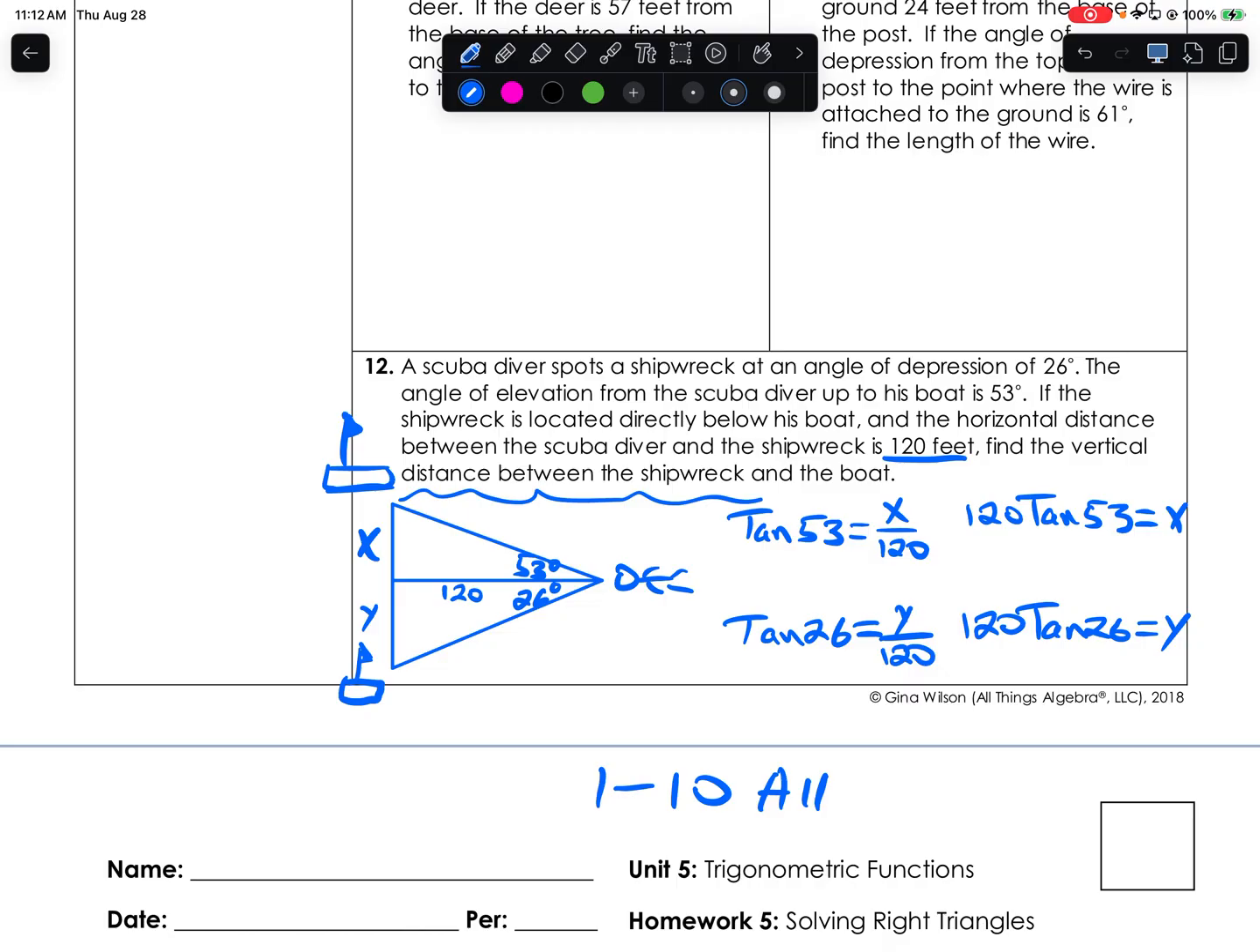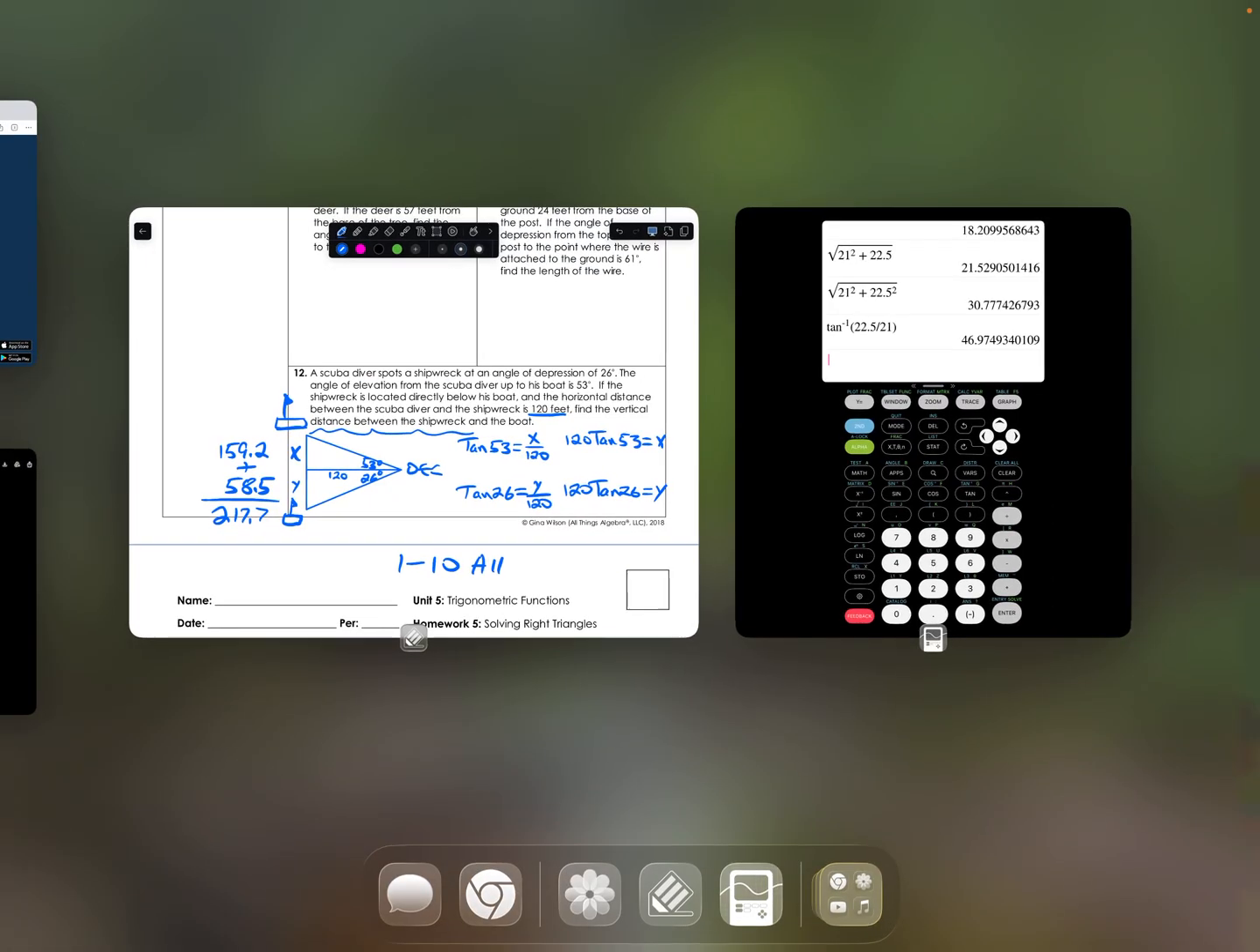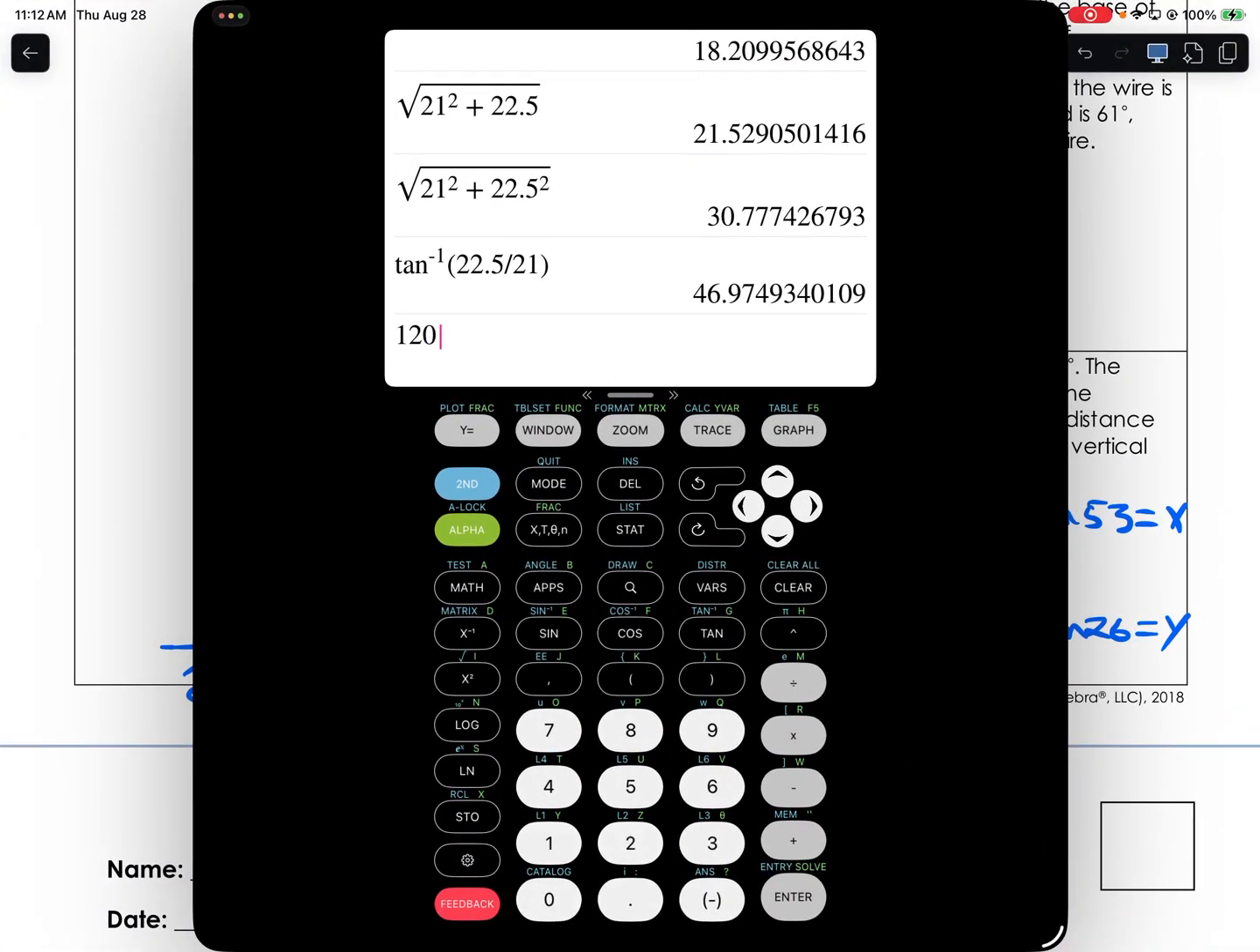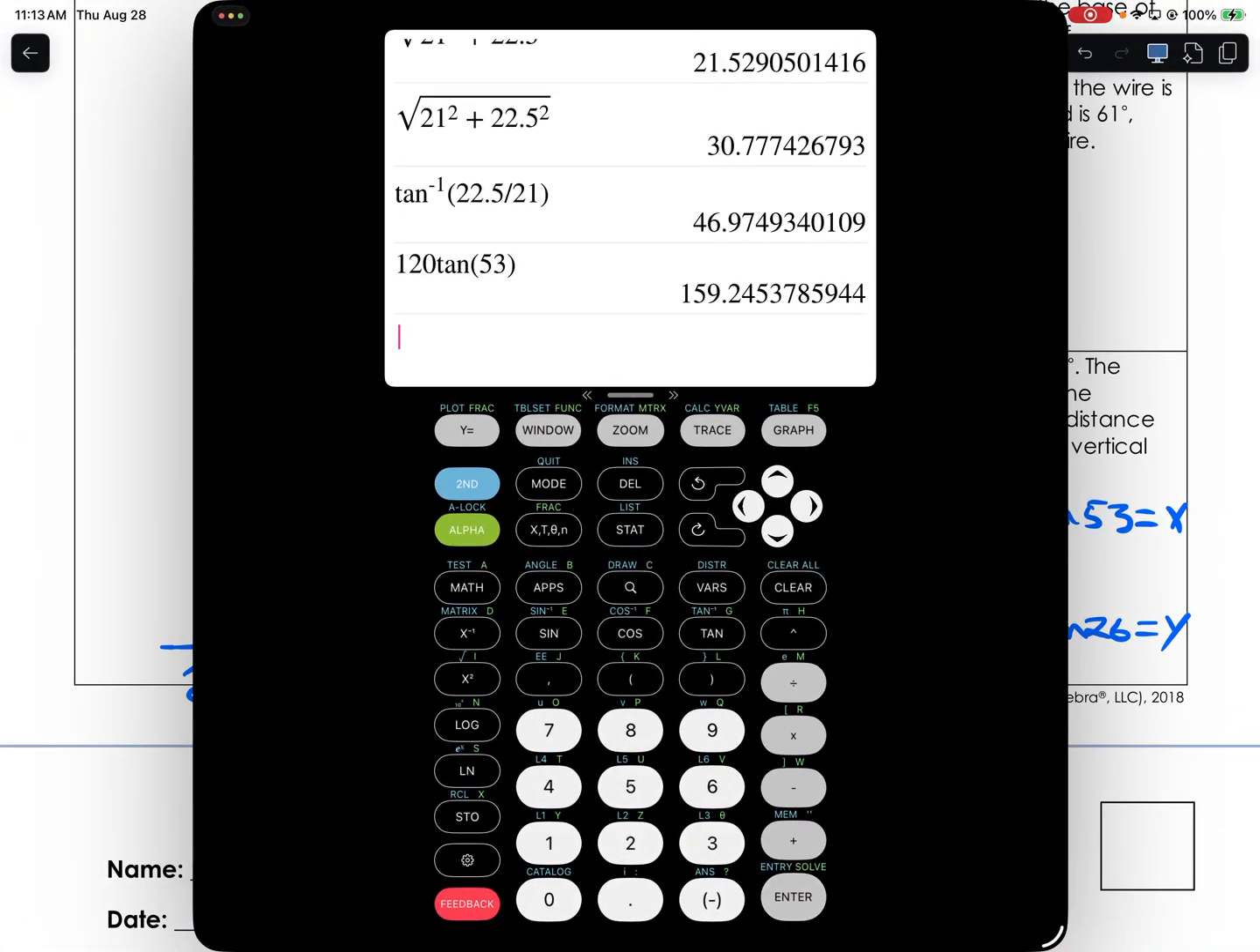Okay, when you solve those both, we get X equals 159.2 and Y gives us 58.5. And we want to know how far it is from the boat to the shipwreck. So I'm going to add those two numbers up. When I do that, I get 217.7. 120 tan 53 is 159.